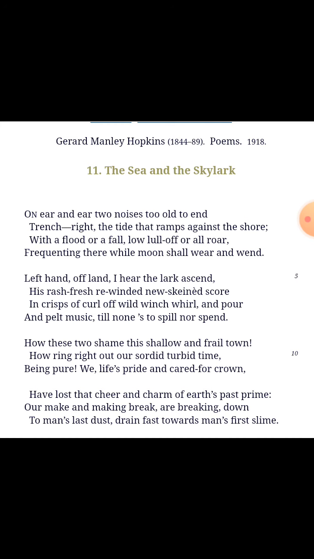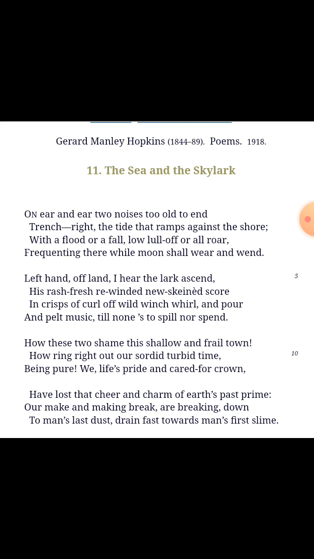The poet says that we, human beings, are the pride of creation and the crown of all beings in the world. Even God cares for the human beings, yet we have lost that cheer and charm, the state of joy, because of the sinfulness and selfishness of our industrial civilization. We have lost the state of innocence and happiness which man enjoyed in ancient times.